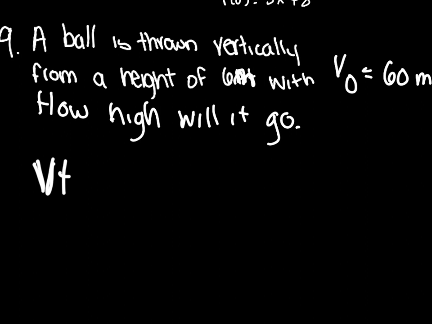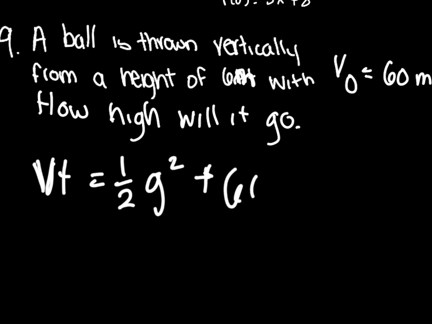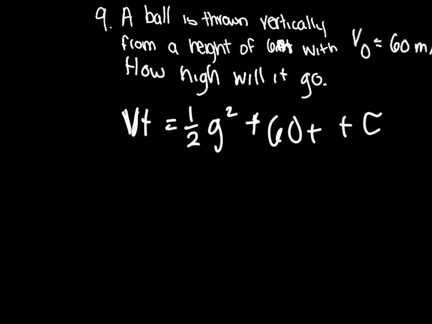the position, which we'll call s of t. It's equal to 1/2 g t squared plus our initial velocity, which is told here, 60 t, plus c, which is a constant. Now the constant in this equation is going to be 6 meters, and g will be gravity, since the acceleration is gravity in this case at least.